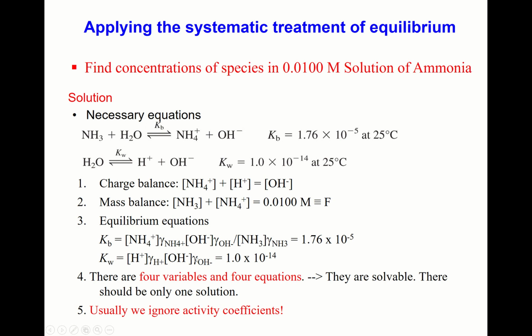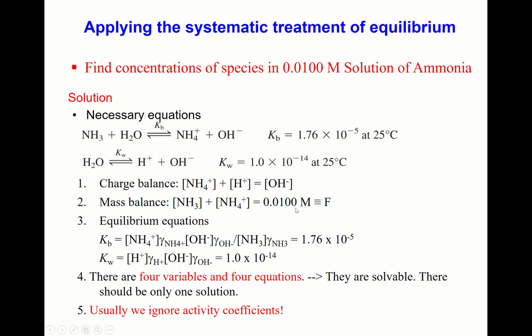So four variables and four equations. They are solvable. That means there should be only one solution. But in most cases, these activity coefficients are simply ignored. In other words, we consider the activity coefficient simply 1. But in the next example, you will see how we use the activity coefficient.